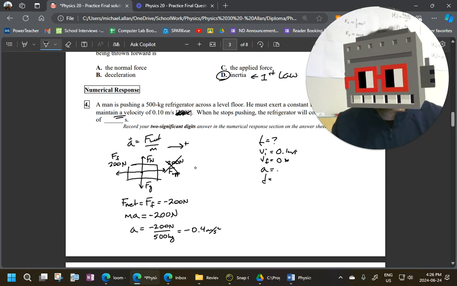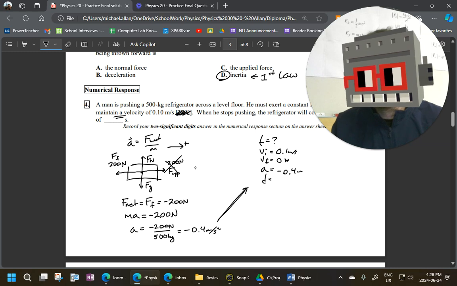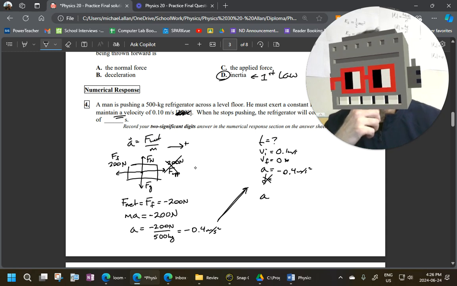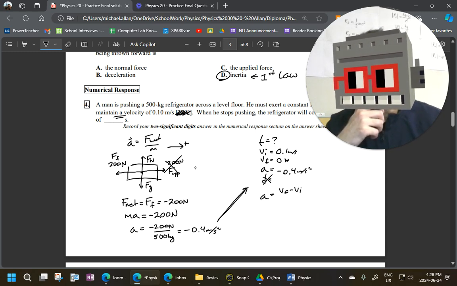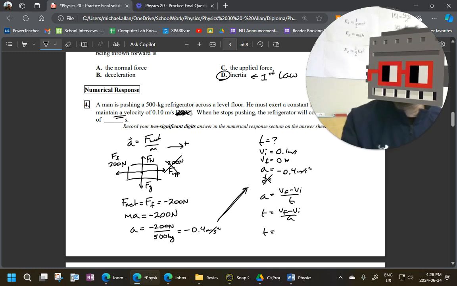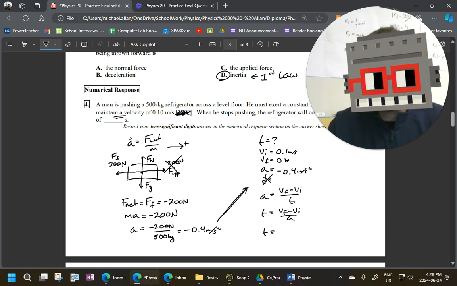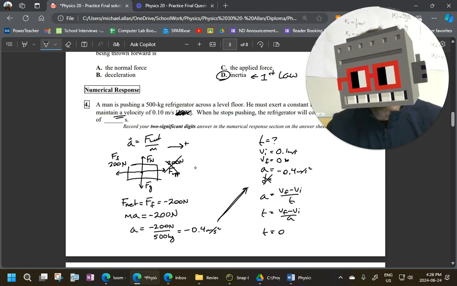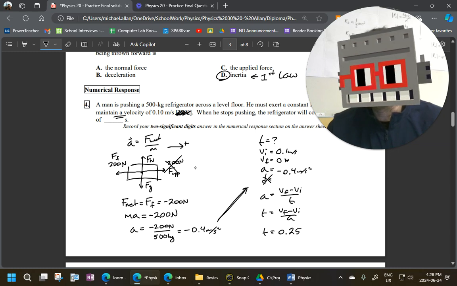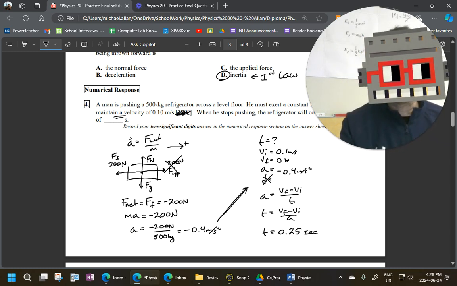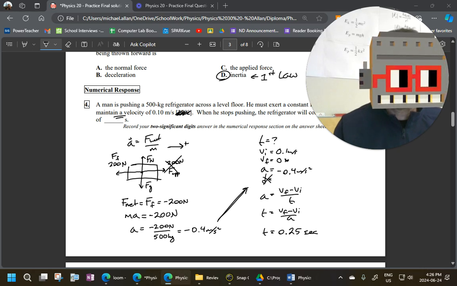So I'm going to take that over here. 0. So this going over there. 0.4 meters per second squared. I'm going to find time. So I need an equation that doesn't have D. So we already have this one. A is equal to final minus initial over T. T is equal to final minus initial over A. And then just plug your numbers in. 0.1 divided by 0.4. So it's going to take the refrigerator a quarter of a second to come to a stop. Cool.